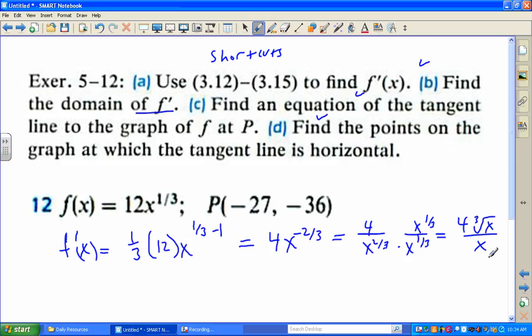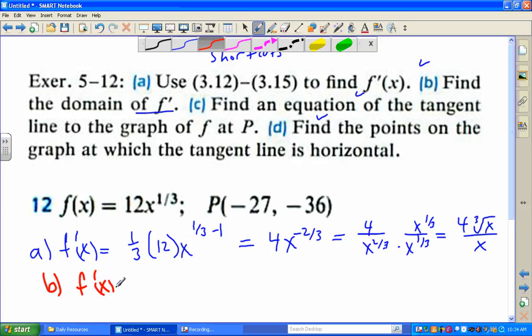The domain. Well, if this is part A, it doesn't take a rocket scientist to figure out part B. The derivative has a denominator. Denominators are bad for continuity. If you have a derivative with a denominator, that means the function is not going to be continuous where the denominator equals 0. So the domain of this function is going to be obviously from negative infinity to 0, union 0 to infinity. X can't equal 0. That's that.